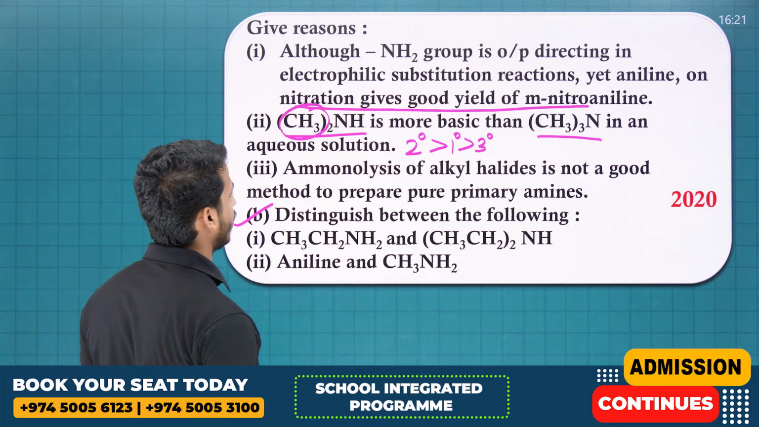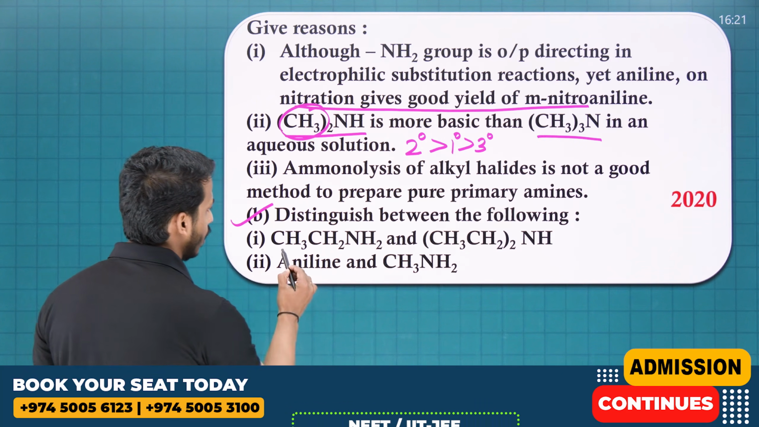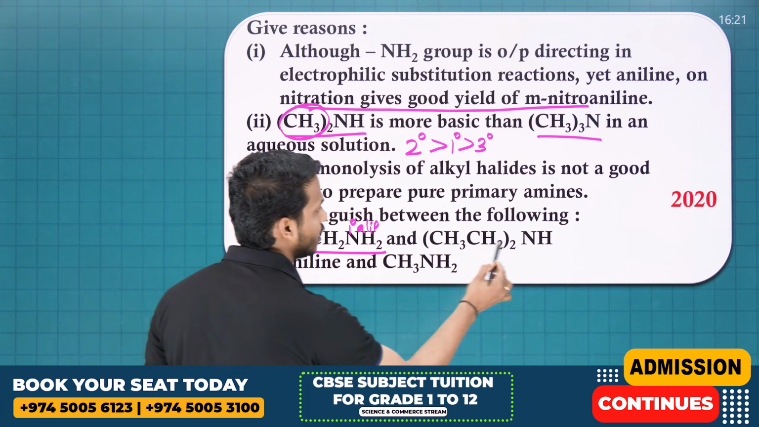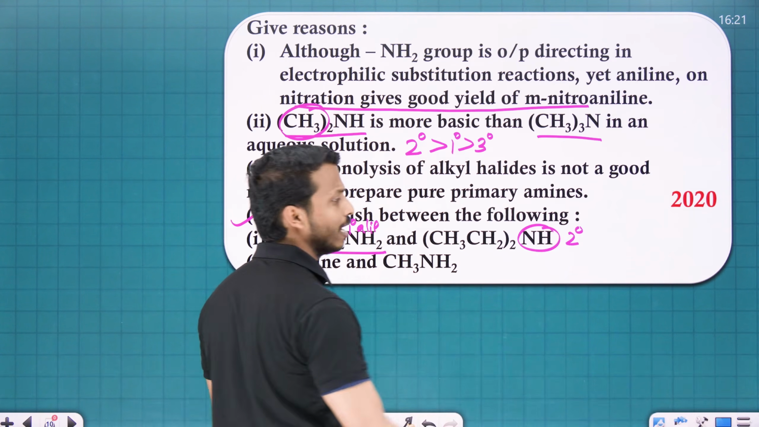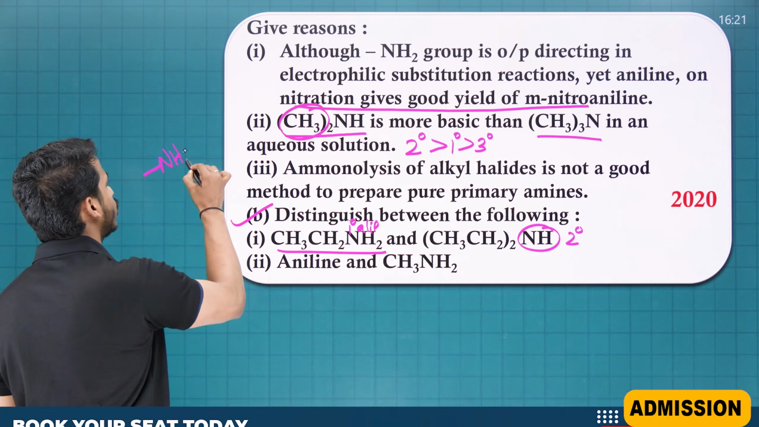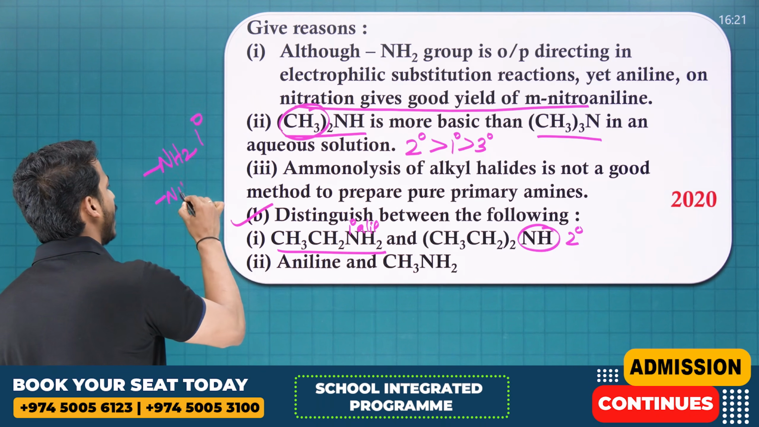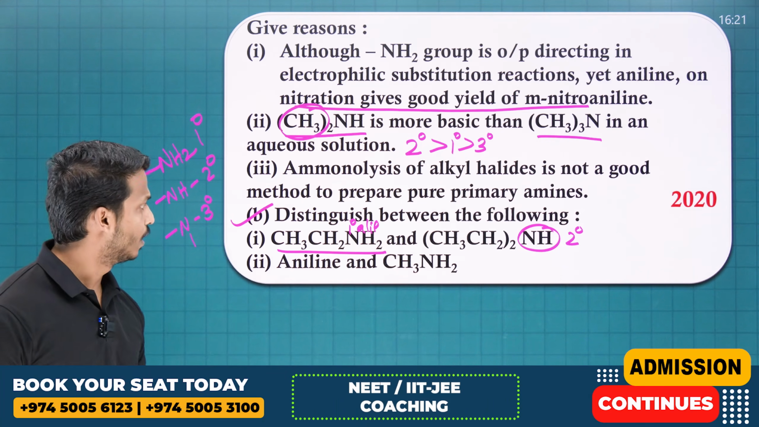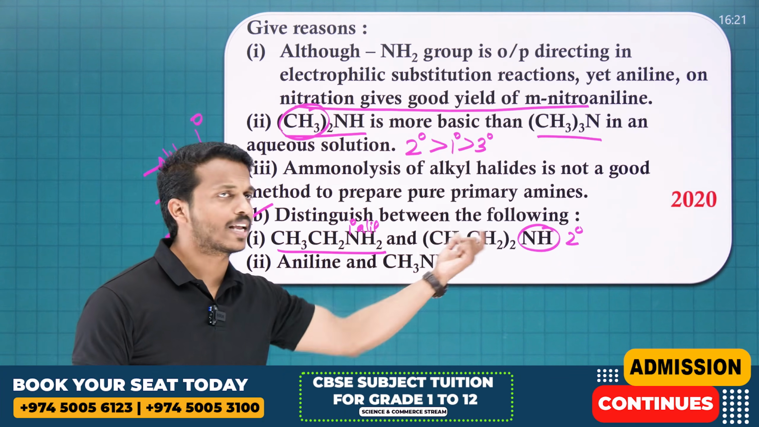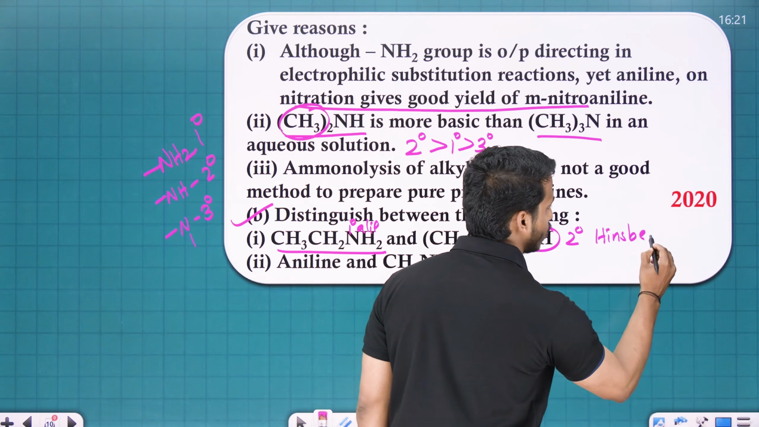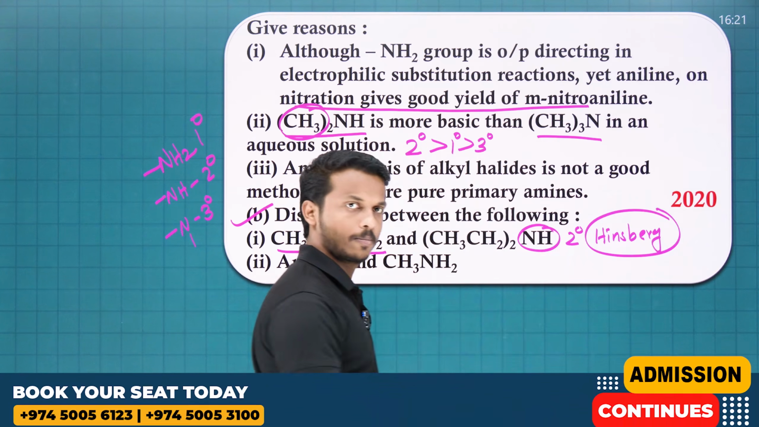B question, let's start. Distinguish between the following. This is a primary aliphatic amine. And this is a secondary aliphatic amine, right? How can we identify? Simple. If it contains NH2, it's primary. If it contains NH, secondary. If it contains N alone, tertiary. That's it. So primary amine and secondary amine we can distinguish by which test? Hinsberg test, or we can use the Carbylamine test.